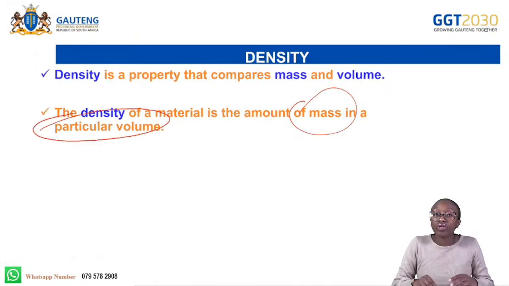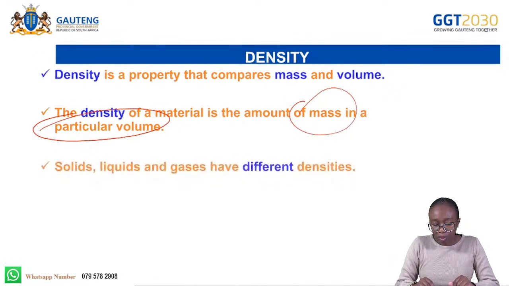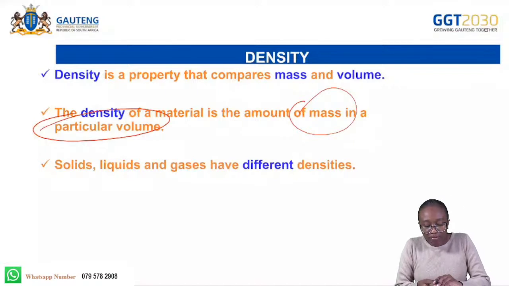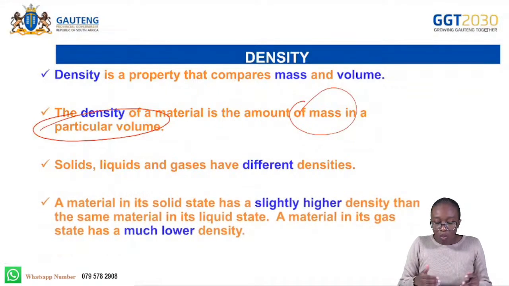So we are comparing these 2 properties. So we need these 2 physical properties in order for us to be able to calculate density. Solids, liquids, and gases have different densities. Why is it so? This is because of the arrangement of the particles.